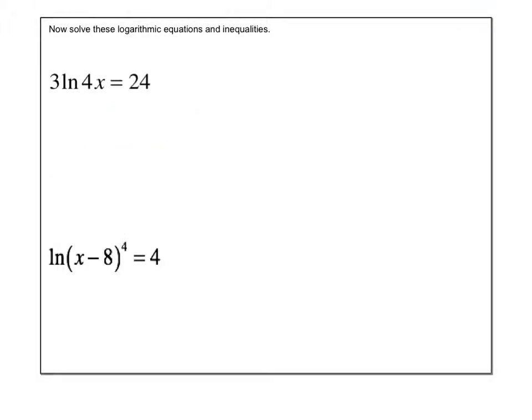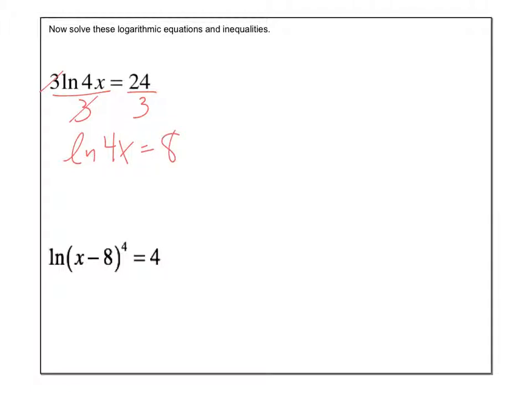Okay, now we're going to solve logarithmic equations that are not written as exponential functions, but we can get there. I'm going to show you what I mean. So first things first, let's isolate the natural log. We need to divide both sides by 3, and we get the natural log of 4x equals 8.